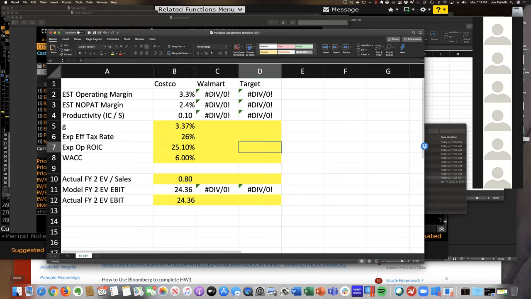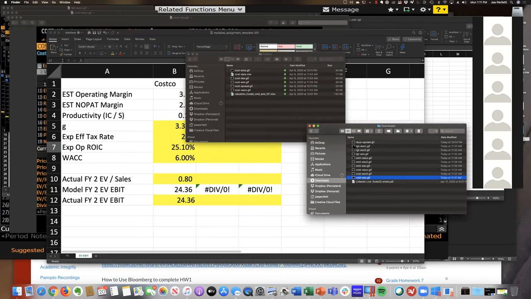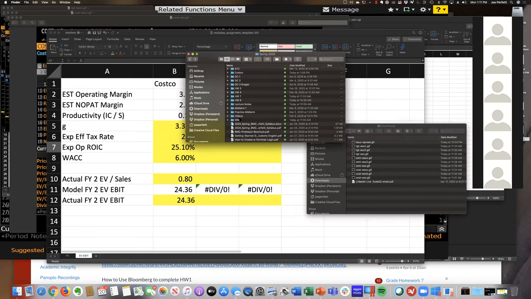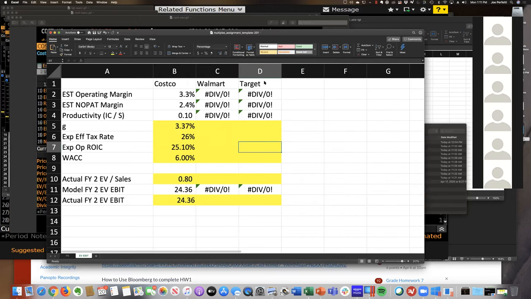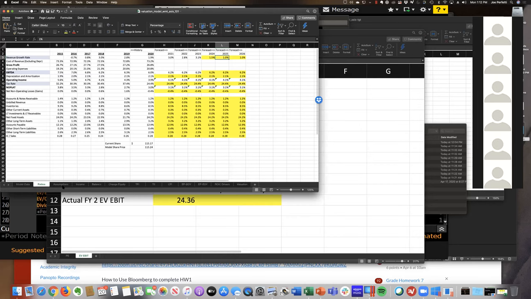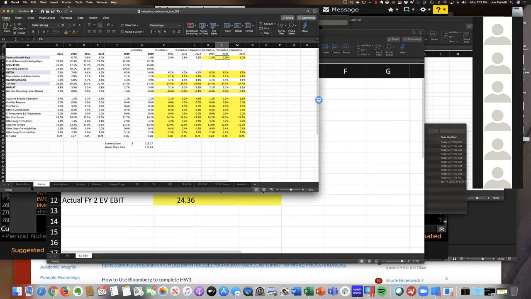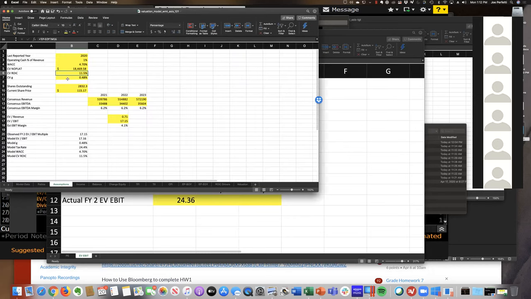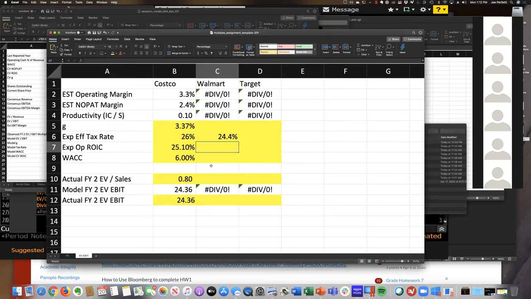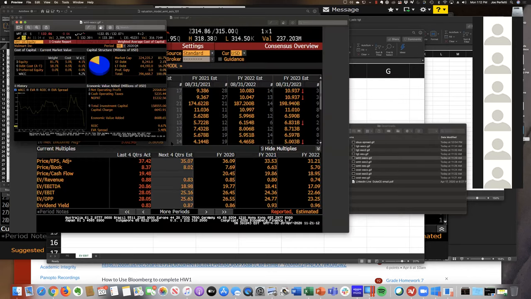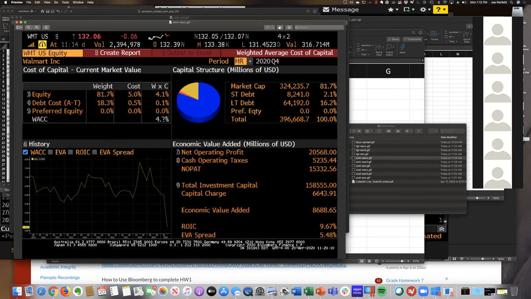So for Walmart, again, we had done a valuation in our class for Walmart. In our as-is valuation for Walmart that we did back on April 6th, we had gotten a tax rate of 24.4%. And we had guessed that the expected ROIC long-term in perpetuity was around 11.5%. And today, the WACC for Walmart, it's going to use today's, not the one from April 6th, is 4.2% WACC, as opposed to 5% cost of equity, 4.2.